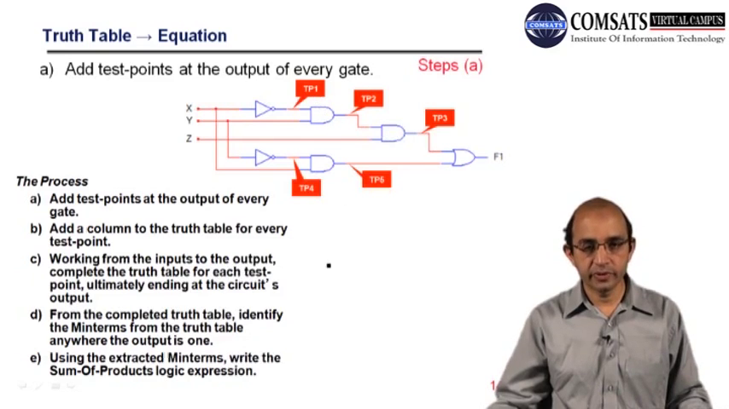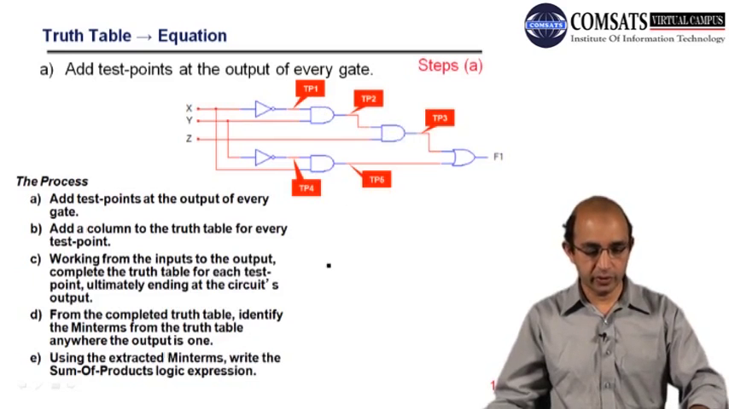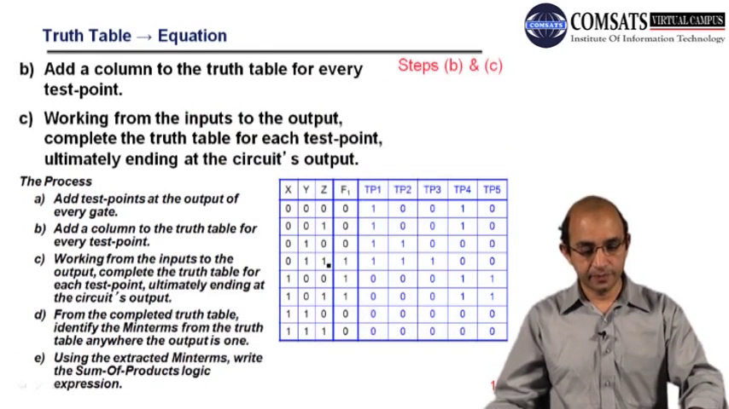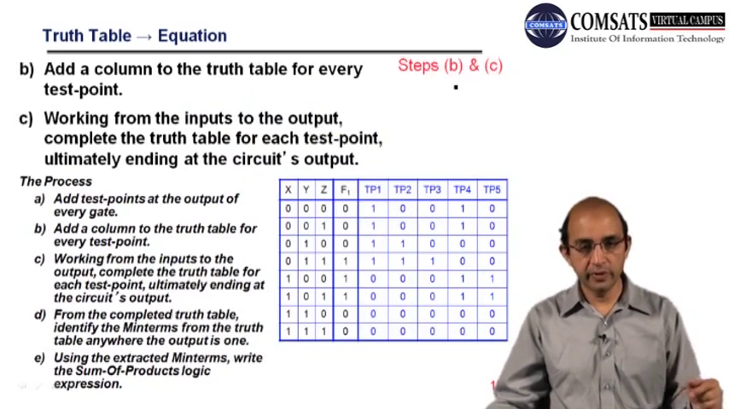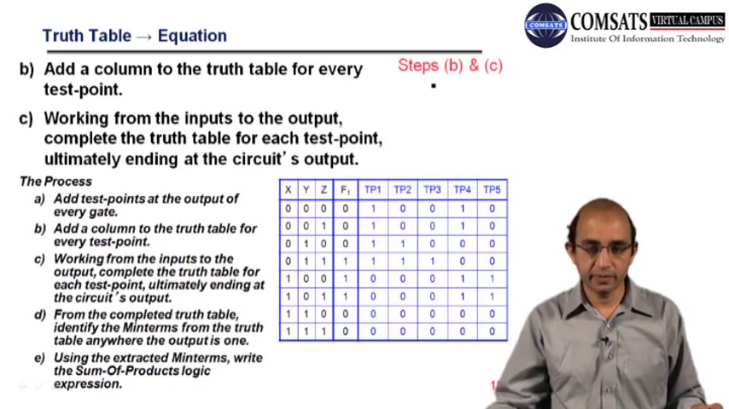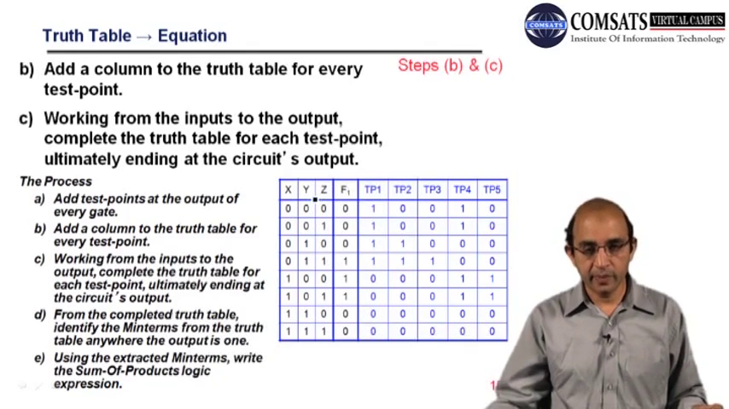So these are the number of steps which we will be going through in order to have the analysis. First step is to introduce the test points. Then we will be implementing the steps B and C: add a column to the truth table for each test point. You can see this is the truth table mentioning X, Y, Z, and these are the 8 different possible combinations, and this is the output. So we have introduced test points within that truth table.